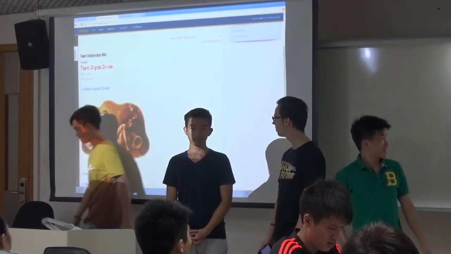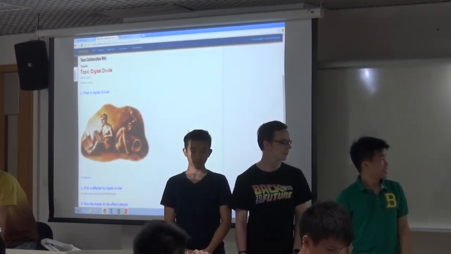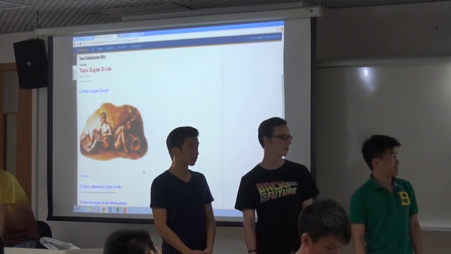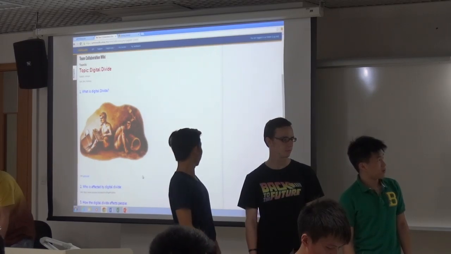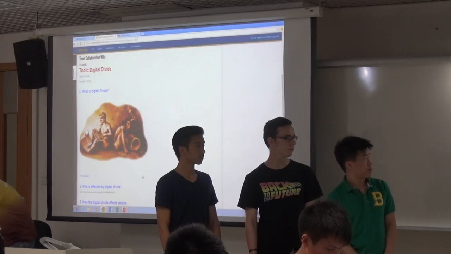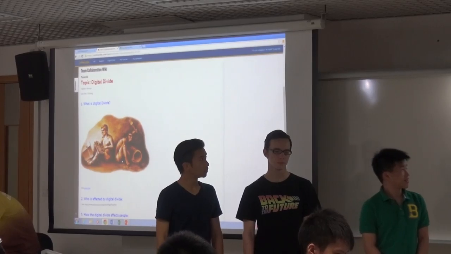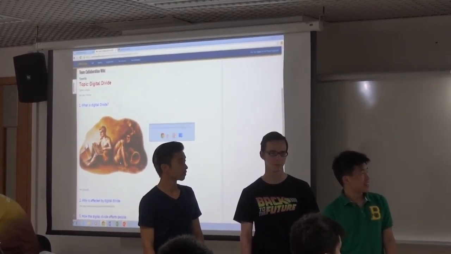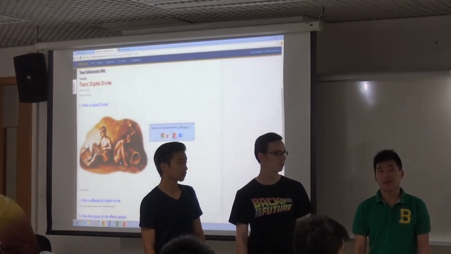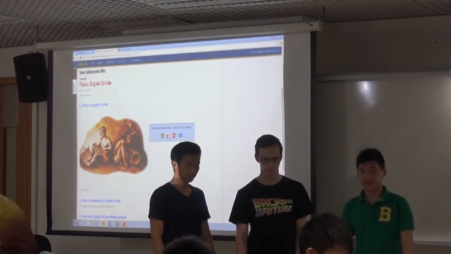So here's a picture. The man on the left is using a computer, and the man on the right is playing with wood and fire. So there's a contrast between them. The left man has science knowledge, and the right man doesn't.